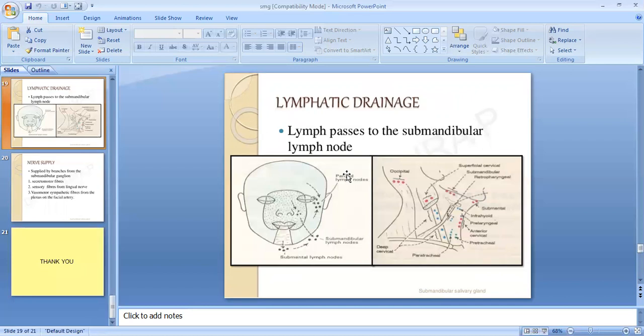So this was about the anatomy of the submandibular salivary gland. Location: it is present in the submandibular triangle, also known as the digastric triangle. Then the parts of the submandibular gland: two parts, superficial part and deep part, divided by the mylohyoid muscle, larger superficial part, small deep part. Then the surfaces: we have lateral surface, medial surface, inferior surface, and we have anterior and posterior ends. And then the blood supply, nerve supply, lymphatic drainage.